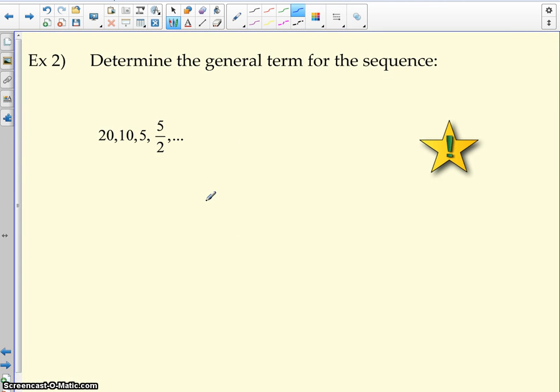So here's one I'd like you to find the general term for. Again, I'll let you try it on your own first. So start by trying to figure out what your a and your r are, and then try and put in the general term formula. Tn is a times r to the n minus 1 and see what you get.